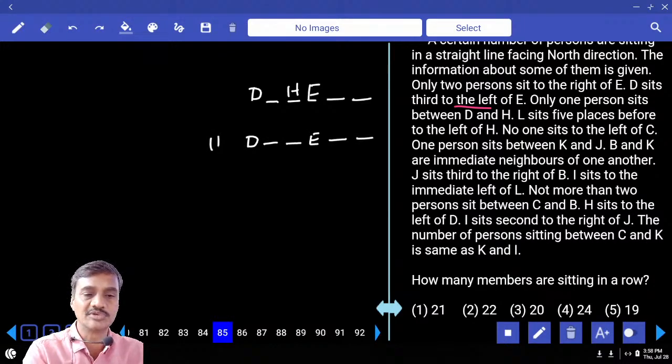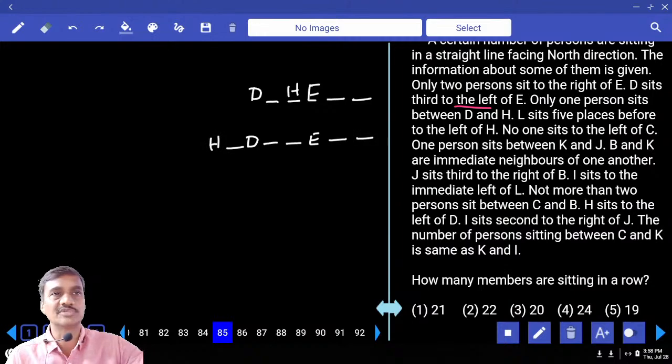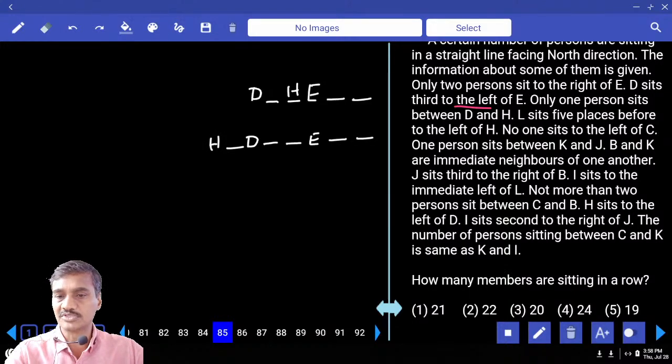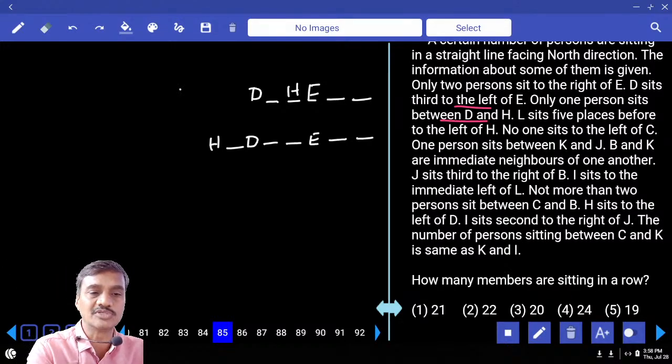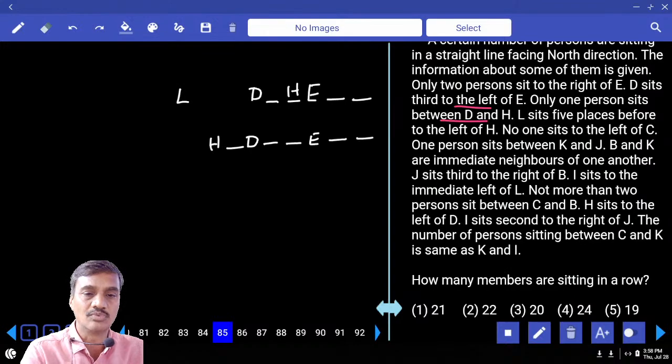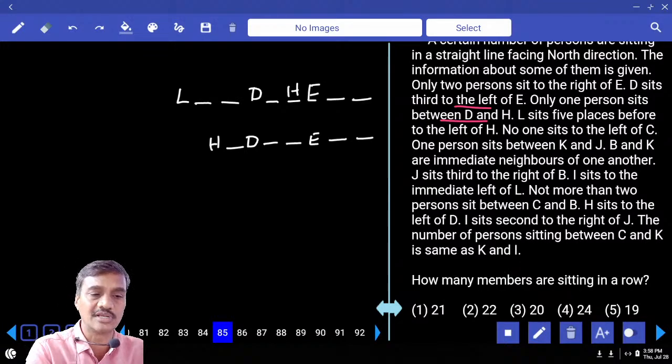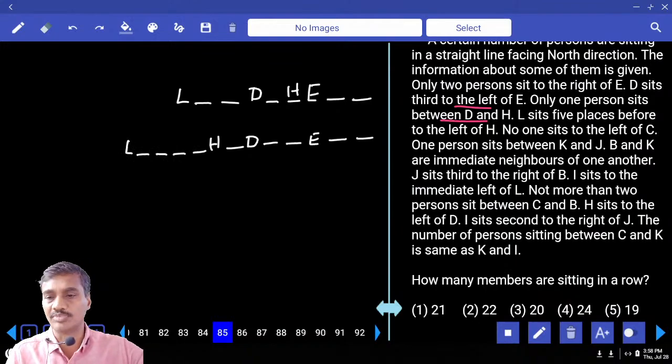And 1 person between H and D, H is here. Is that fine or not? And 1 person between D and H. L sits 5 places before to the left of H. L is 5 places before to the left of H. 1, 2, 3, 4, 5. L is 5 places before H. L is here. 1, 2, 3, 4. L is 5 places before to the left of H.